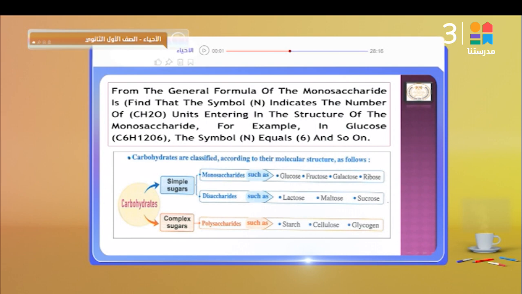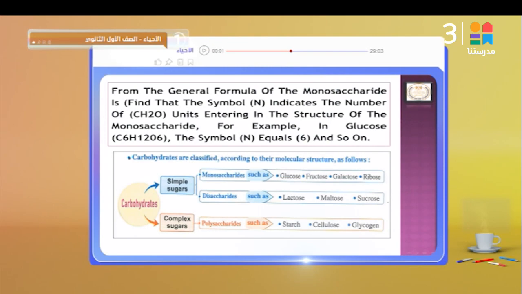Okay. Disaccharide. What's the meaning of disaccharide? You can understand from the meaning of this word. Disaccharide is the connection of two monosaccharides by combination. For example, lactose, maltose, saccharose. Complex sugars, polysaccharides, such as starch, cellulose, and glycogen. Okay.